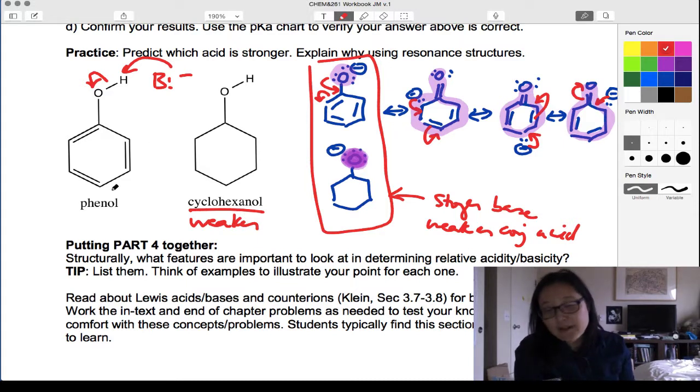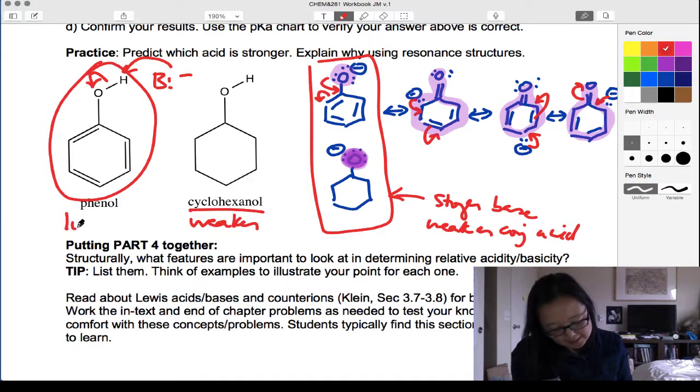Now the second follow-up question was, which one has a lower pKa? So that requires yet another layer of thinking. The lower the pKa, the stronger the acid. So this is my stronger acid, and this one is also the one with the lower pKa.